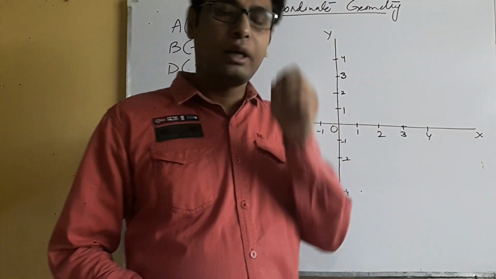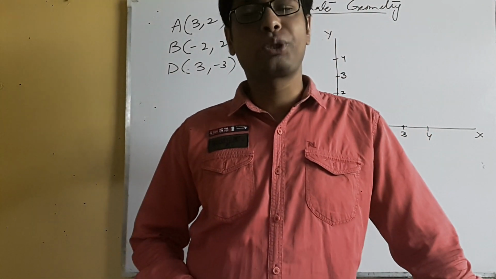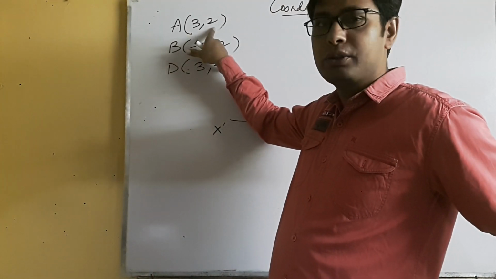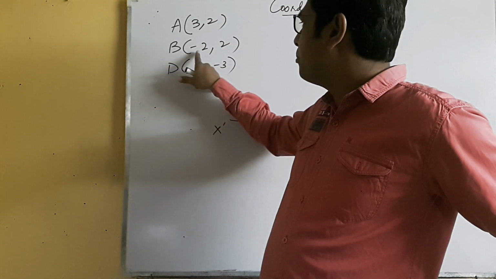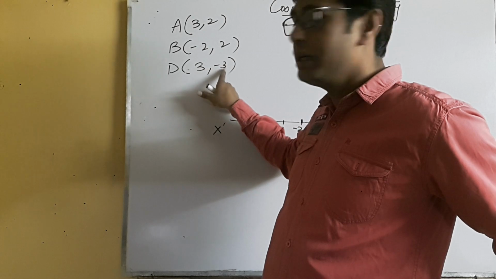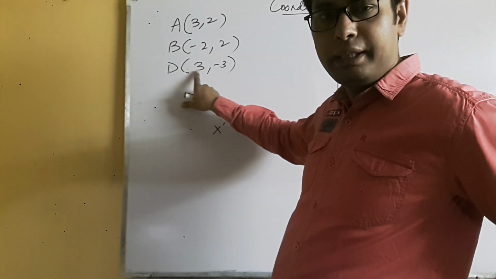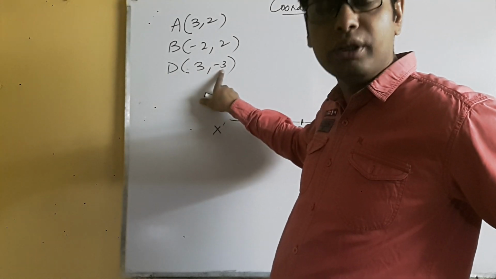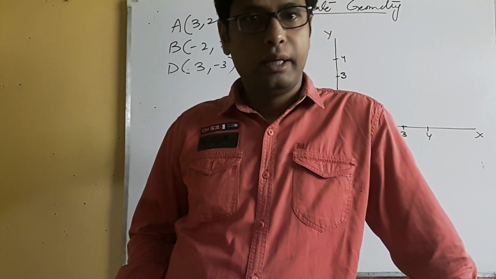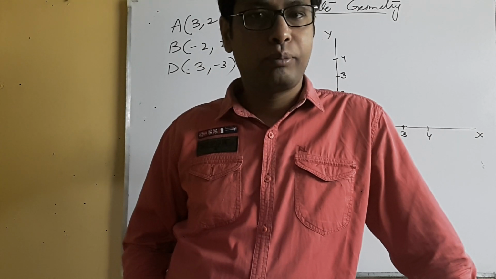The question I gave you is: the three vertices of the square ABCD are A (3, 2), B (-2, 2) and D (3, -3). Please make a correction in the point D coordinates. It's (3, -3).